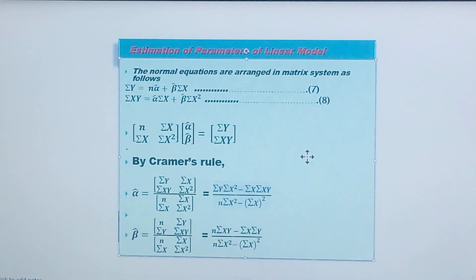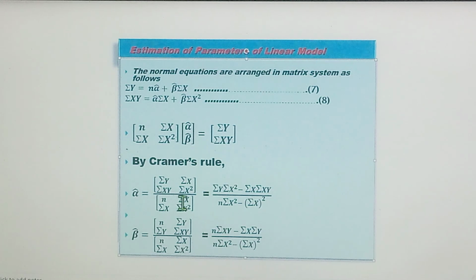We now cross multiply each of the matrices. We're going to have summation y times summation x square, minus summation x times summation xy. That is, we cross multiply this, and of course this and this. So that's what we have. Summation y multiplied by summation x square will give us summation y summation x square, minus summation x multiplied by summation xy will give us summation x summation xy.